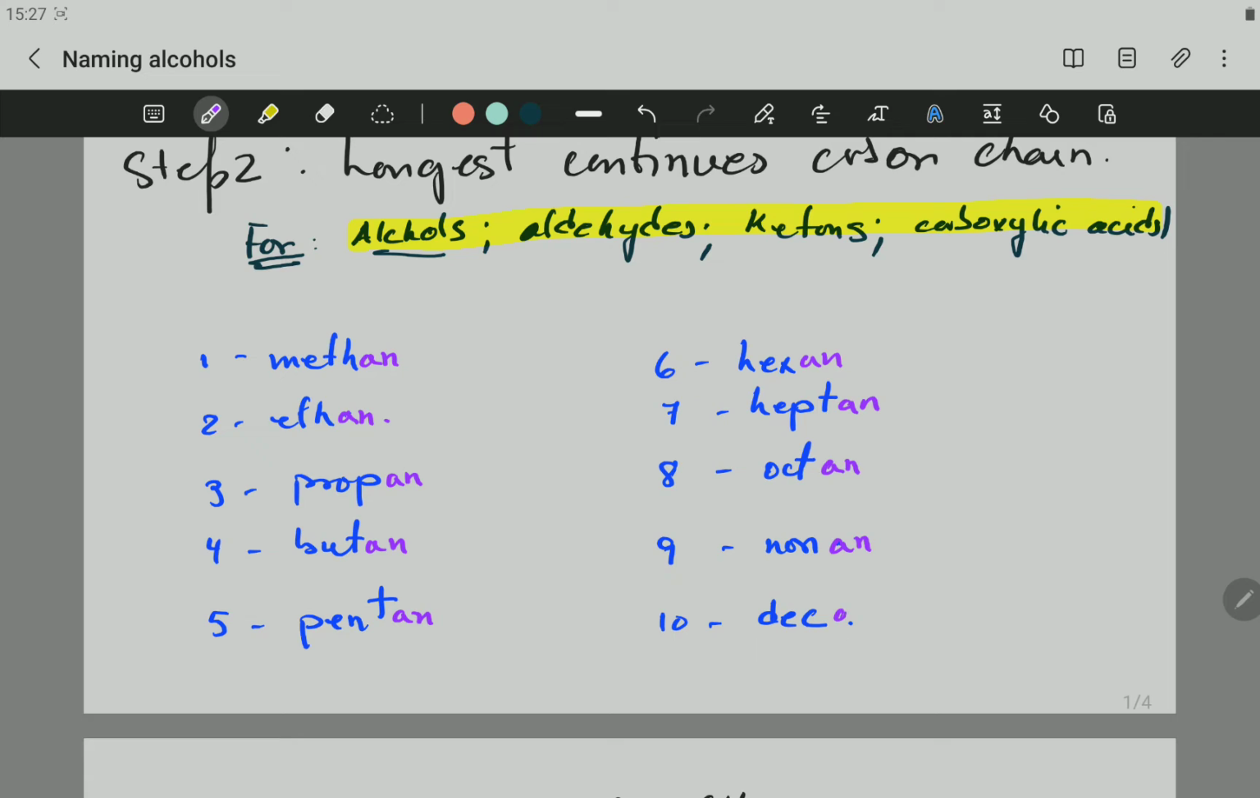So that is how the names of the number of carbons are going to be from alcohols, aldehydes, ketones, and carboxylic acids. For example, if it's methanol, we say methanol. All of them will finish in "an" for the number of carbon. This is the only difference. This is only for alcohols, aldehydes, ketones, and carboxylic acids. In previous videos, we saw hydrocarbons. You don't apply that rule there, and neither to haloalkanes.